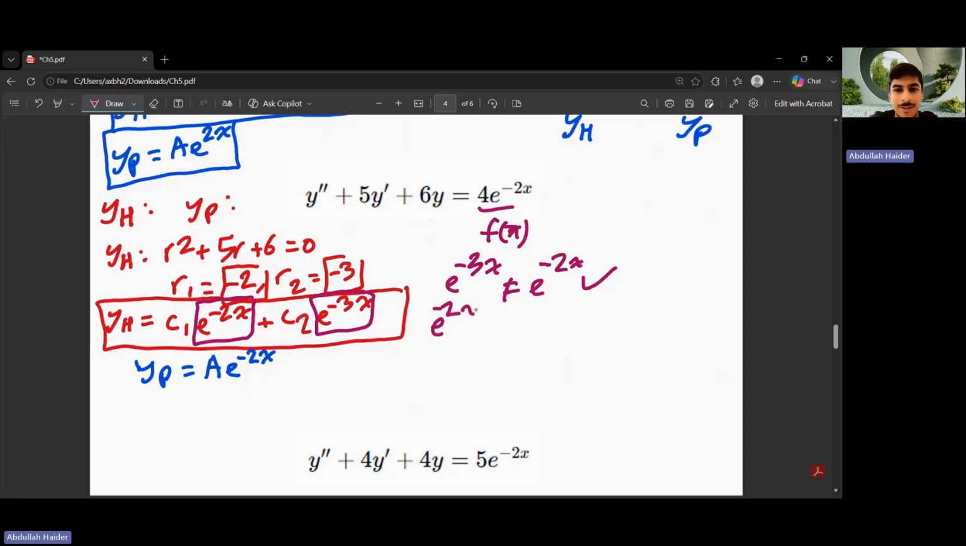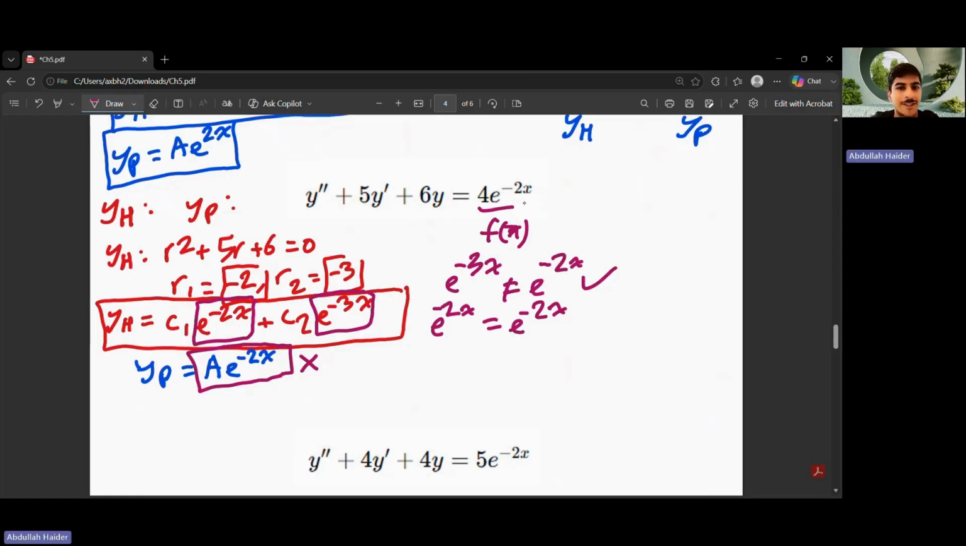e power -2x is equal to e power -2x. So this is not what we want. This will cause the solution to become dependent. So we want an independent solution. So since e power -2x appears once over here, we will multiply this by x. We will multiply this by x because e power -2x appears in the homogeneous once.